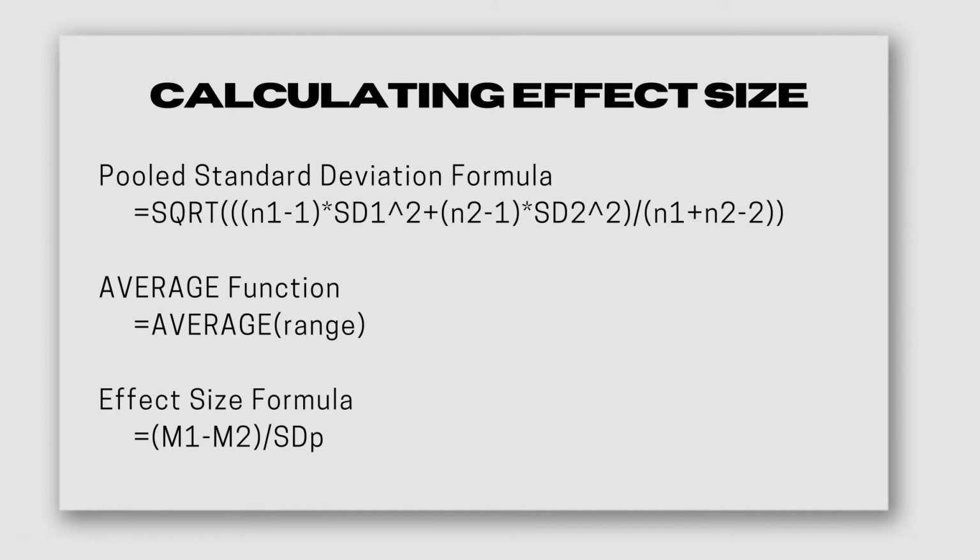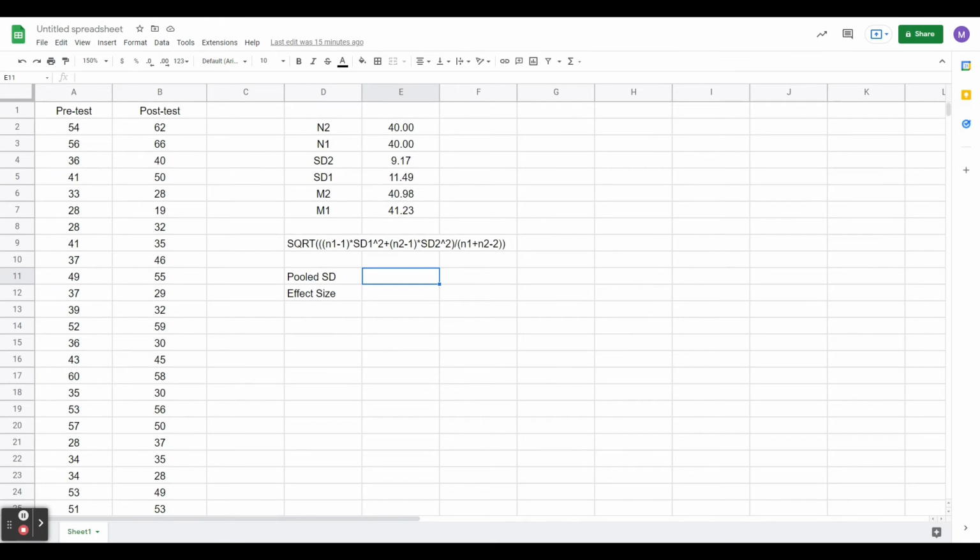Let's take a look at these steps in a spreadsheet. On the screen, you can see pre-test and post-test scores for a class of students. To the right, I have already calculated the counts, standard deviations, and means necessary to complete this formula. In pre-test post-test analysis, it is common to make the post-test 1 and the pre-test 2. In other comparisons, the order doesn't really matter.